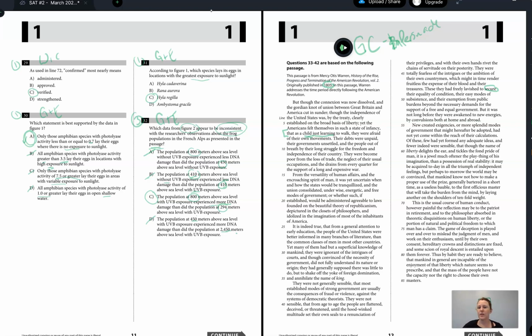From the versatility of human affairs and the encroaching spirit of man, it was yet uncertain when and how the states would be tranquilized and the Union consolidated under wise, energetic, and free modes of government, or whether such, if established, would be administered agreeable to laws founded on the beautiful theory of republicanism, depicted in the closets of philosophers and idolized in the imagination of most of the inhabitants of America.